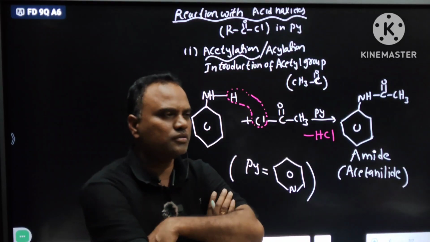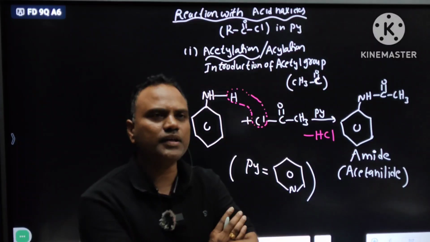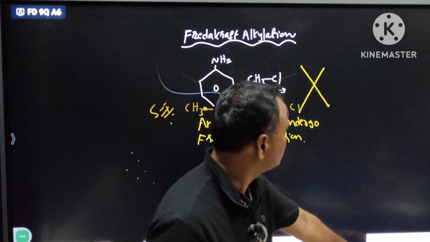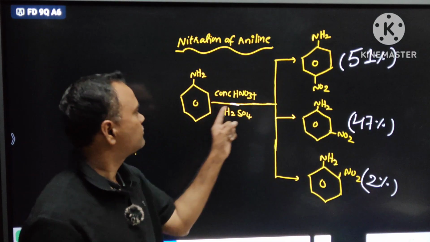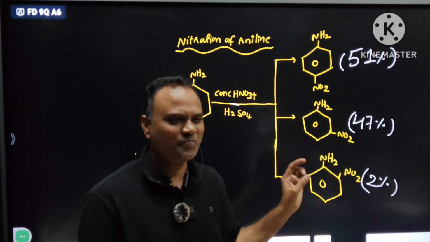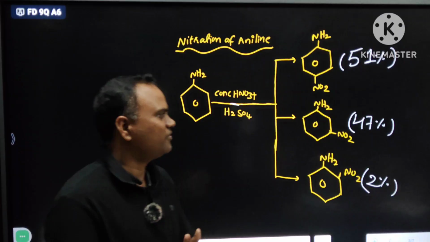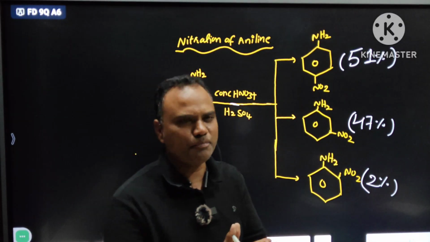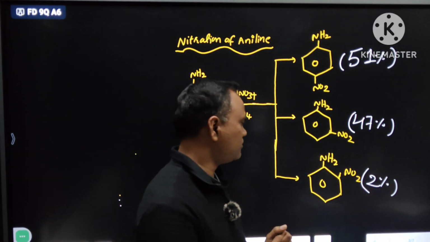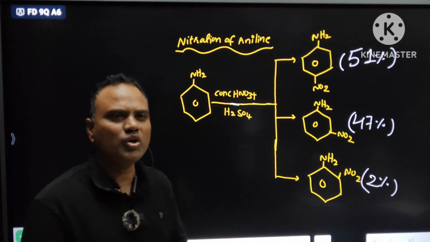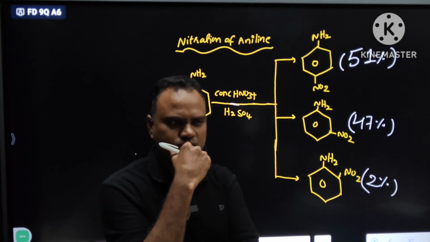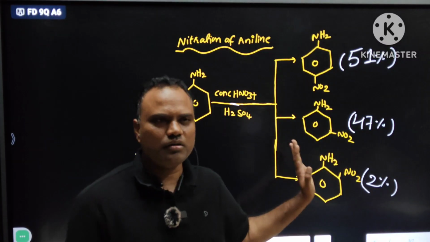You know, one interesting pointer. What happens when we add nitration mixture to aniline? We'll get three types of product. Clear? Right, without getting meta product. How can we get only para nitro? That is the task. We don't want meta.